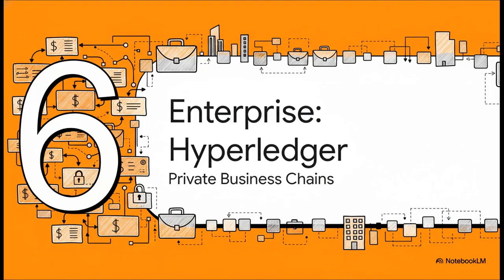Now, everything we've talked about so far, Ethereum, public chains, that's all out in the open. Anyone can join, anyone can see the transactions. But what if you're a group of international banks or a global supply chain company? You need privacy, you need control. And that brings us to our final section, Hyperledger, the go-to solution for private, permissioned blockchains for business.